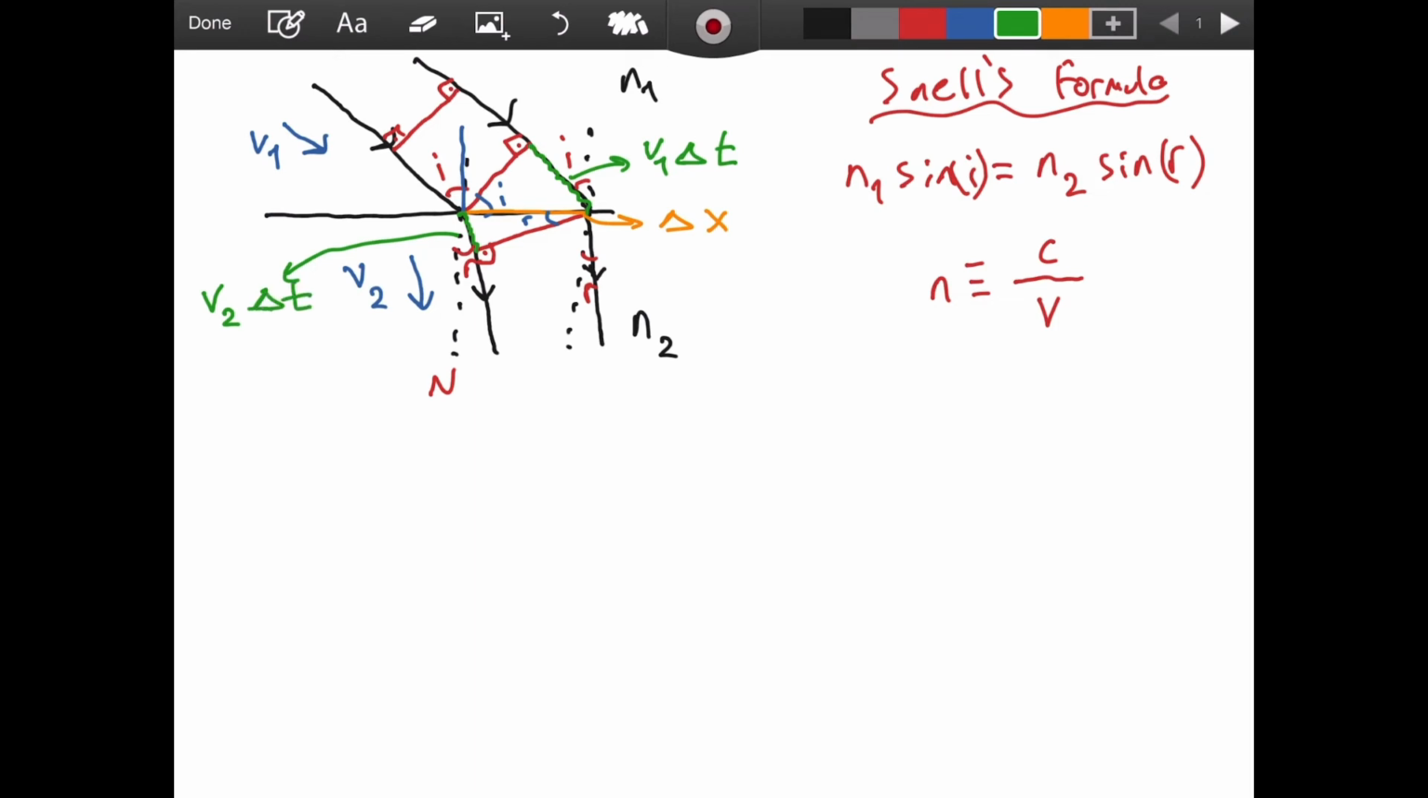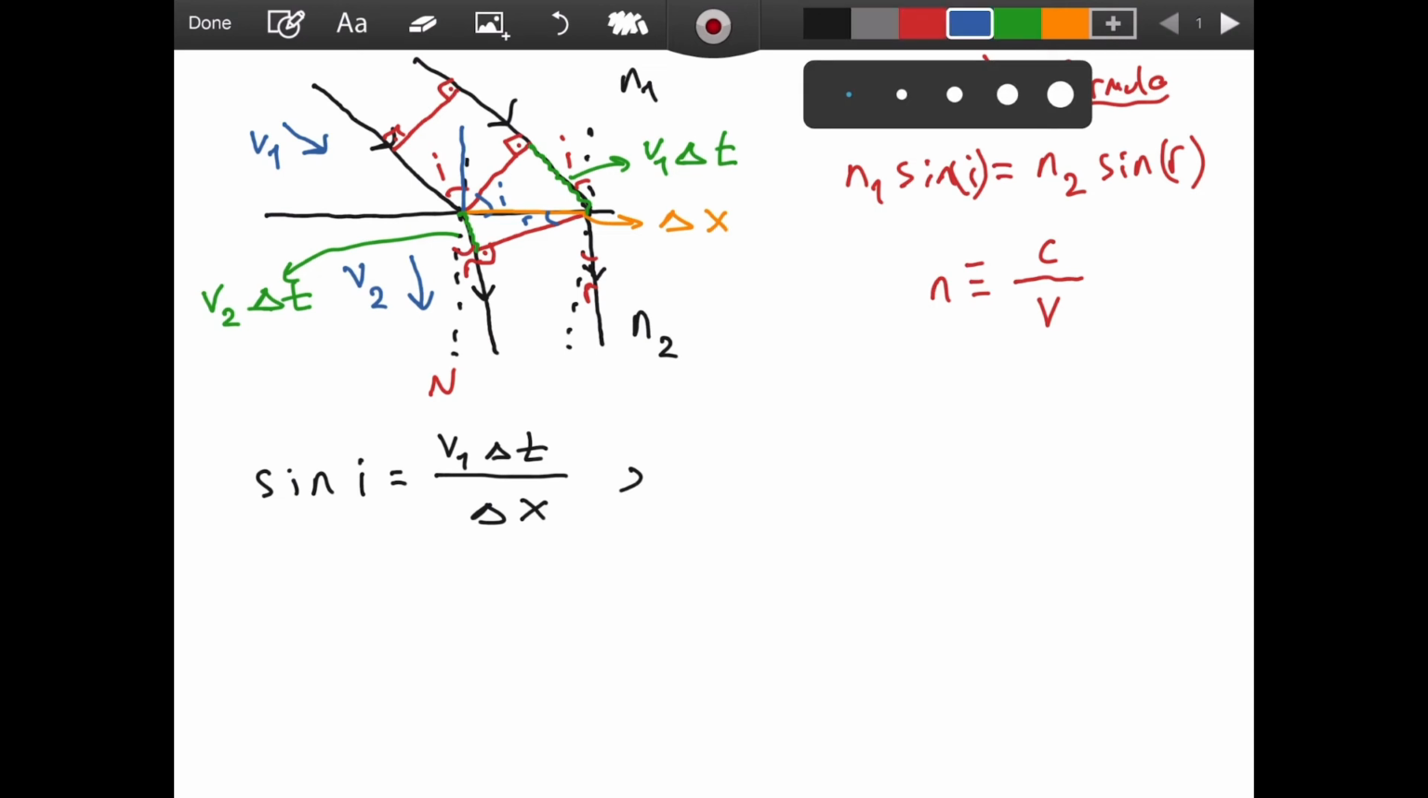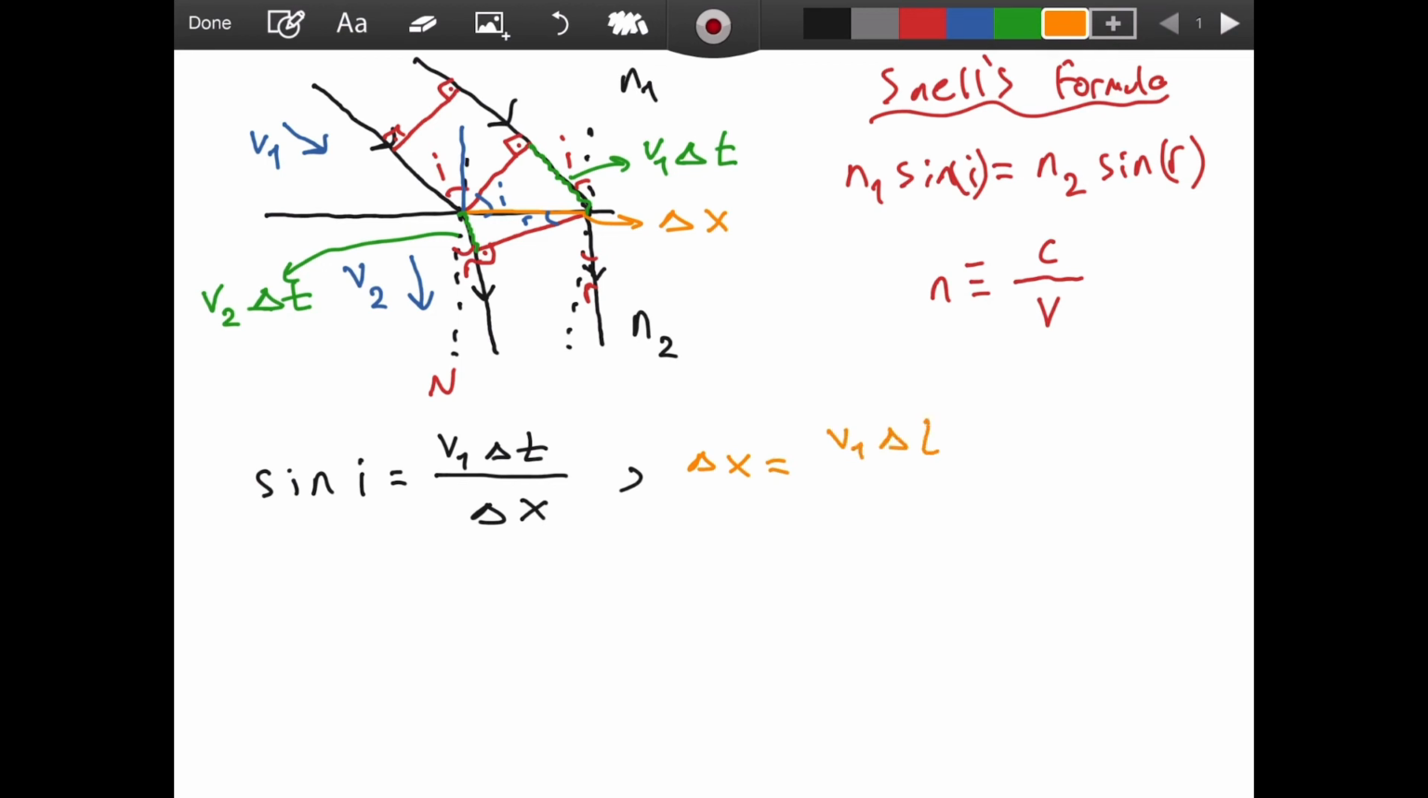Alright, so now we are ready to start. We did everything that we needed to do. The only thing left is to make our proof. So, if I ask you what is sine of I, then you will say sine is opposite divided by hypotenuse. So if I look at this triangle, the opposite is going to be V1 times delta t, and the hypotenuse is going to be delta x. So if I solve this equation for delta x, let's do it with orange, delta x is equal to V1 times delta t divided by sine of I.